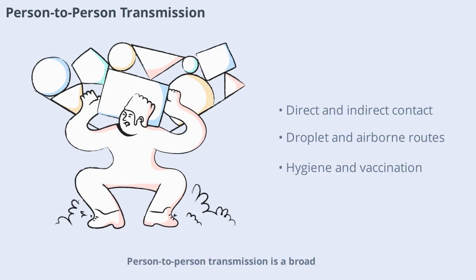Person-to-person transmission is a broad term covering direct and indirect contact, droplet, and airborne routes. It's the most common way many infectious diseases spread. Practicing good hygiene, vaccination, and staying home when sick are effective ways to reduce person-to-person transmission.